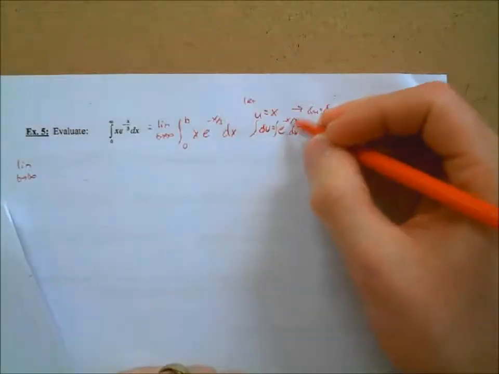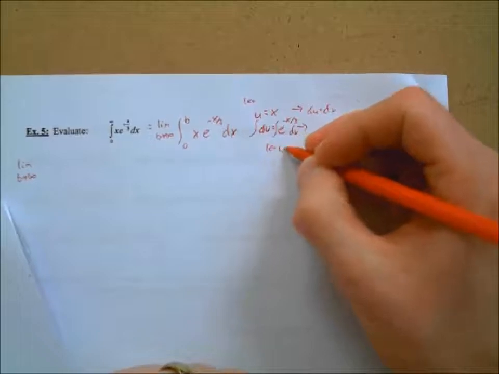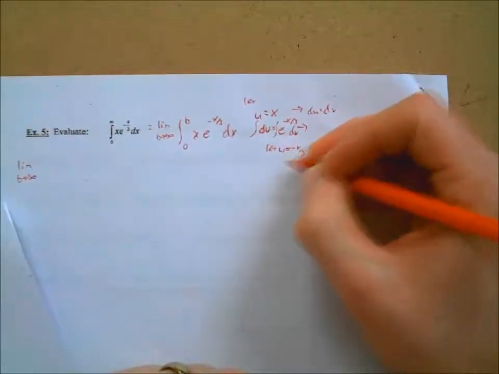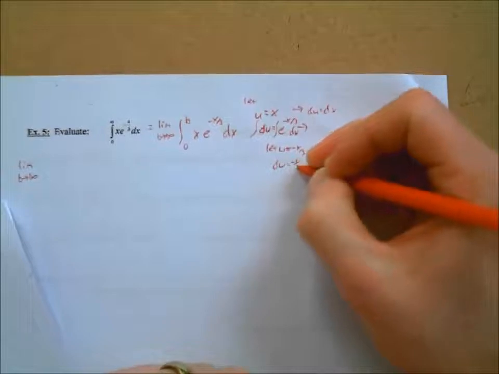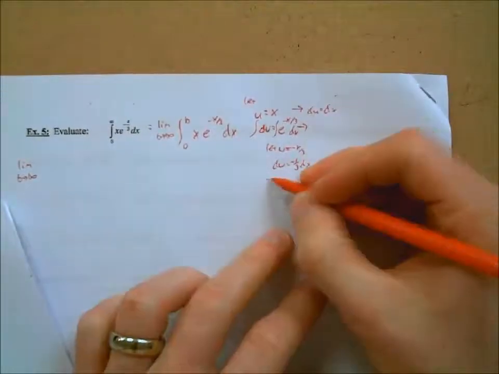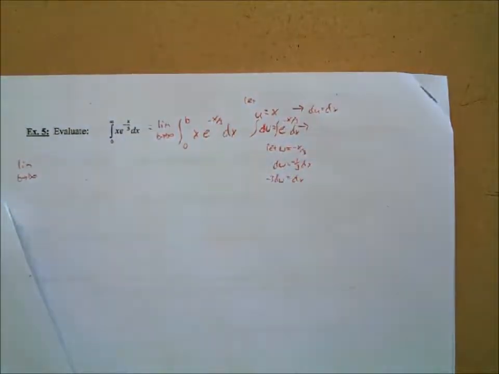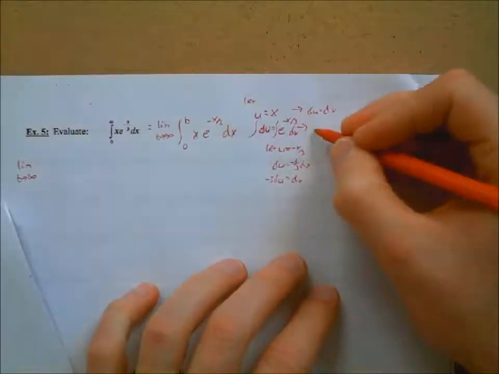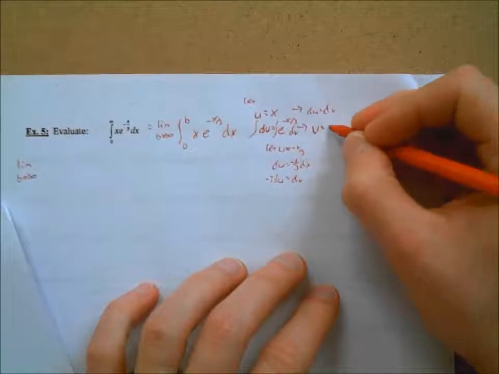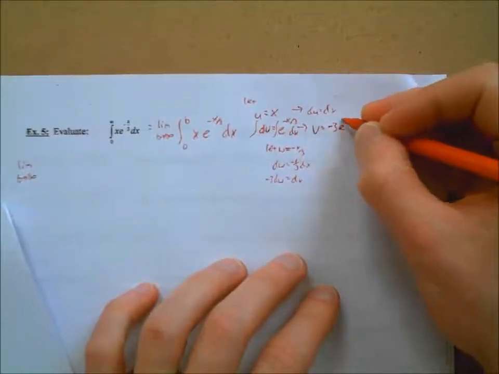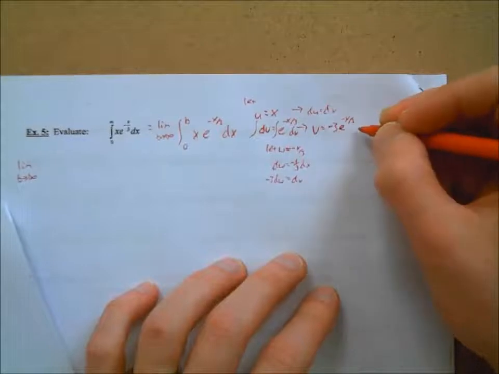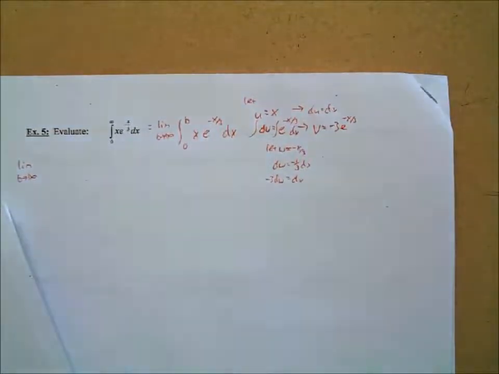So I'm going to use a W substitution. Let W equal negative x over 3. So dW equals negative 1/3 dx. Or in other words, negative 3 dW equals dx. Okay. And so we'll get then that v is negative 3 e to the negative x over 3. Okay, when you do all that. Good times.